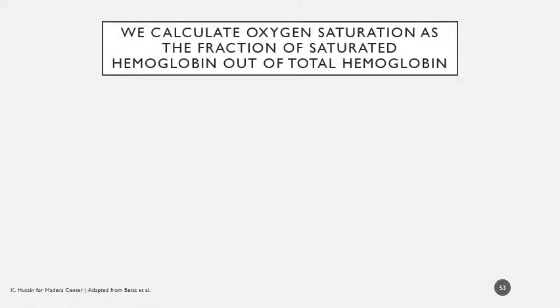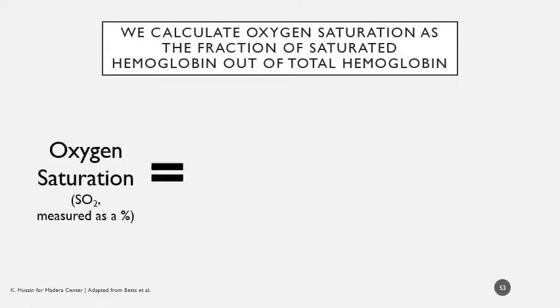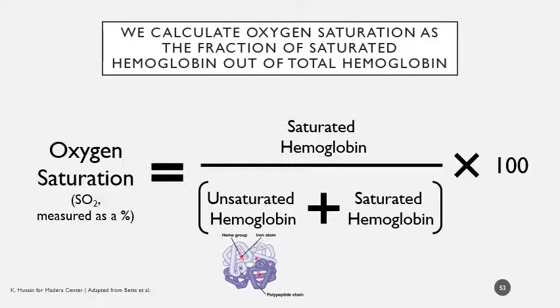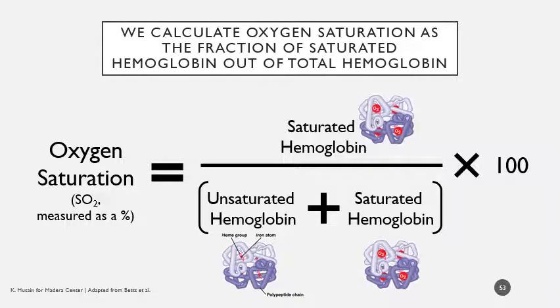So the way that we actually calculate oxygen saturation is by looking at the fraction of saturated hemoglobin out of all of the hemoglobin. So that oxygen saturation measurement, also called SO2, which is measured as a percentage, is the saturated hemoglobin divided by all of the hemoglobin, unsaturated and saturated, and multiplying it by 100 to get a percentage. So again, the unsaturated hemoglobin are the ones that don't have oxygen at all 4 globin proteins. The saturated ones do.